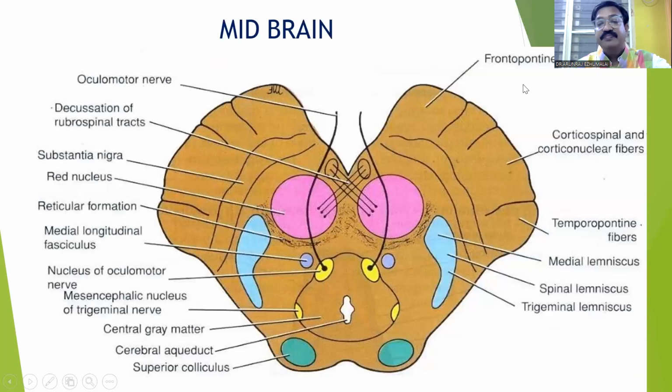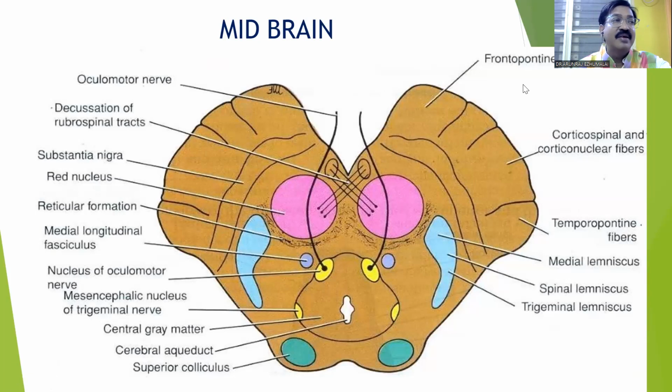This is midbrain. Midbrain will have the 3rd and 4th cranial nerves. Pons will have 5, 6, 7, 8. And medulla will have 9, 10, 11, 12. So this is very important, you have to remember.